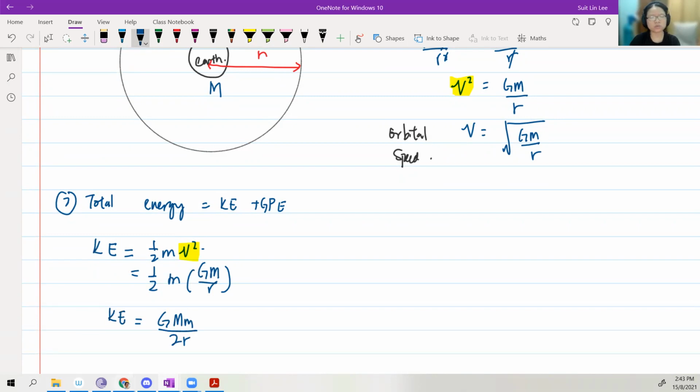Okay. Teacher, why does it look so like the GPE one? Because they are both energy, so they should have the same physical quantities, same dimension, same units. Okay, so GPE here will be equal to negative GMm over r.